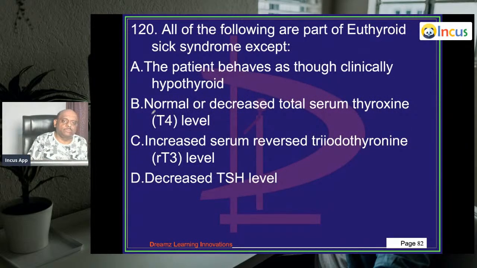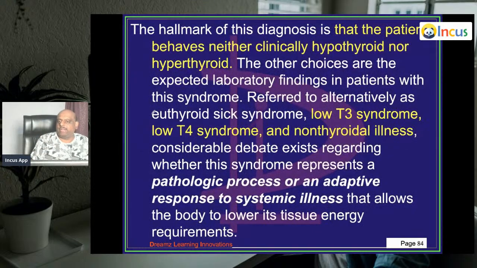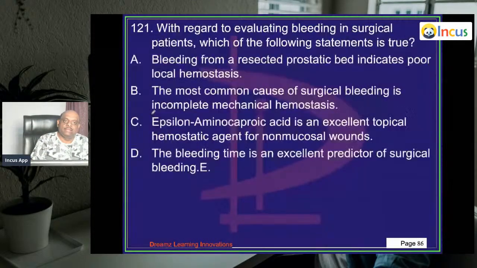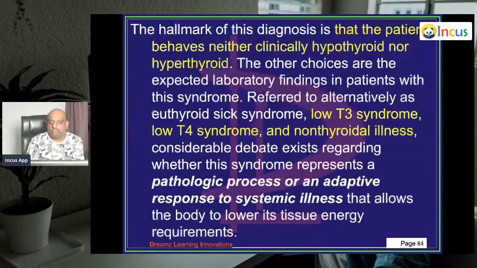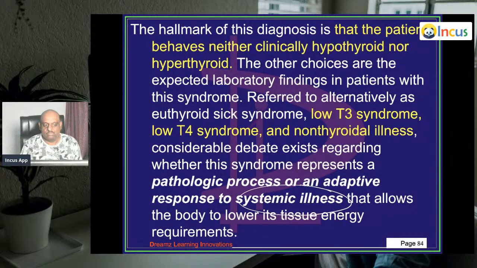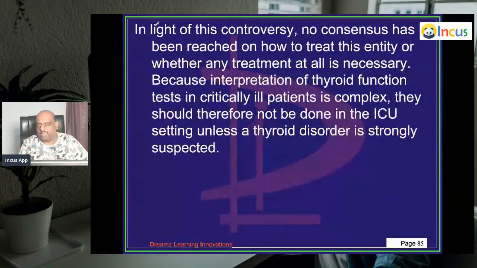Euthyroid sick syndrome, what is it? The patient is clinically euthyroid, but if you look at the laboratory reports, it looks like hypothyroidism. That's a point you need to appreciate. Now, when does it happen? Whenever there is any systemic illness, the endocrinal milieu will have an adaptive mechanism which is responsible for this euthyroid sick state in the laboratory.